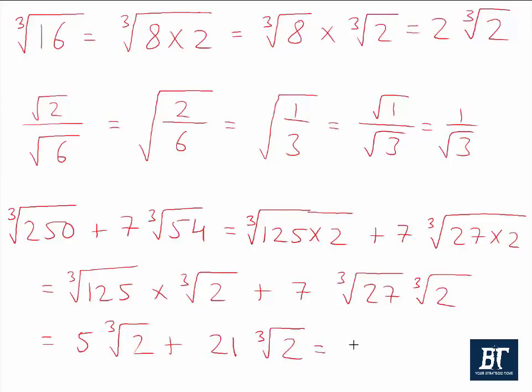Now if you want, you can think of this as we are taking cube root 2 common. So you will get 5 plus 12 cube root 2. So finally, this is equals to 17 cube root 2. So this is the final answer.